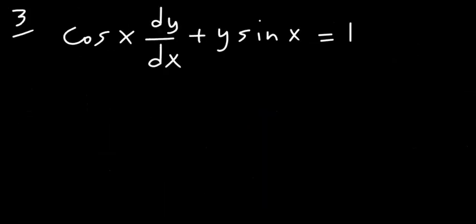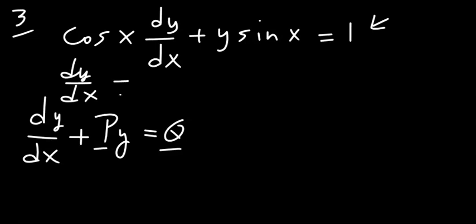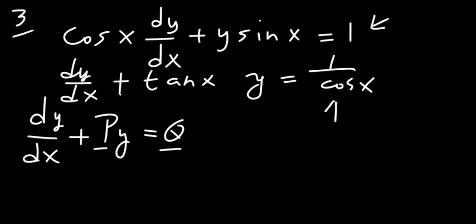Example 3. First, we have to reduce the above form into the following form: dy/dx plus p y equals q, where p and q are functions of only x. To do that, we have to divide this entire equation by cosine of x. And you get dy/dx plus tangent of x times y equals 1 over cosine of x. So this is your q, and that is your p.